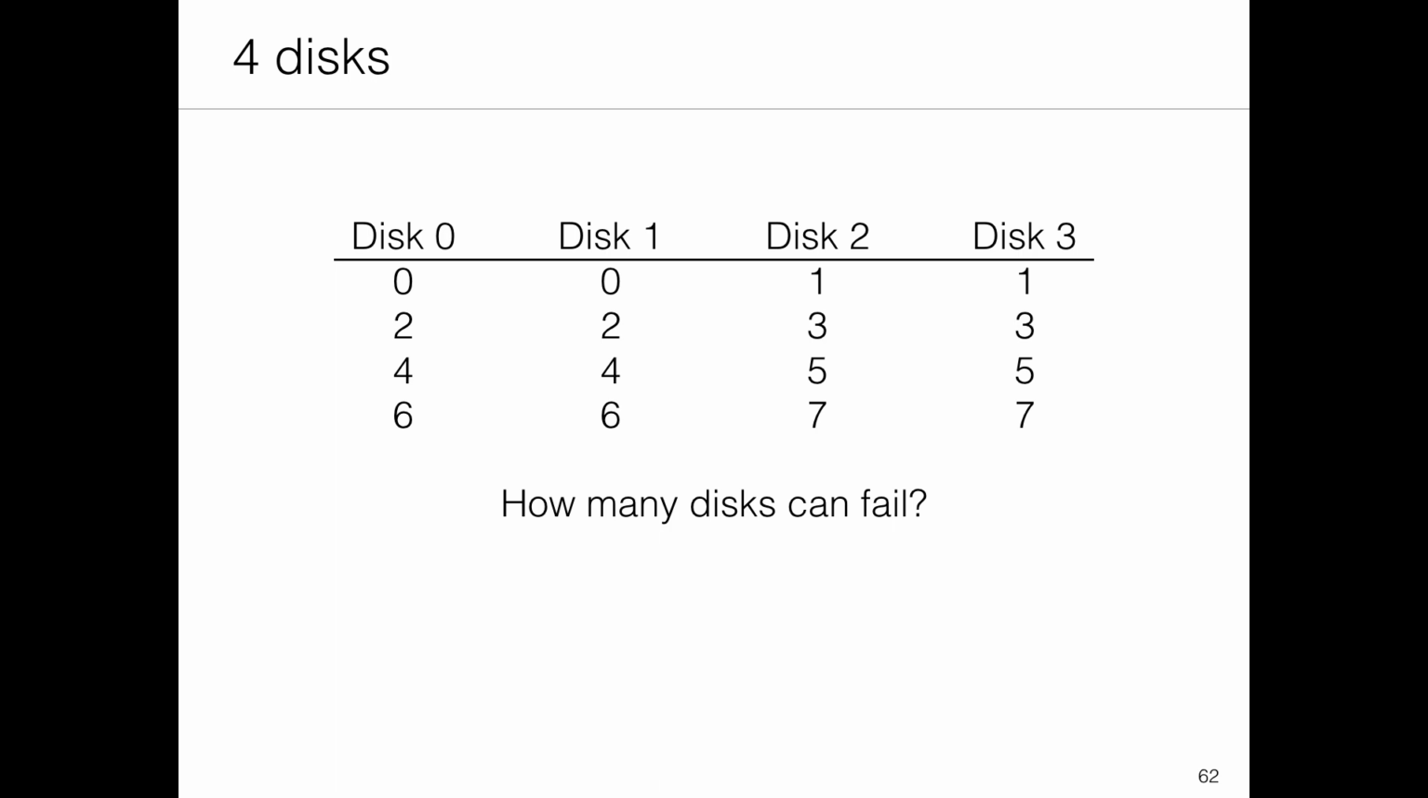But for 2 disks failing, if both disk 0 and disk 1 fail, then that is not going to work for us. That is why, in general, 1 disk can fail. In the best case, n by 2 disks can fail.